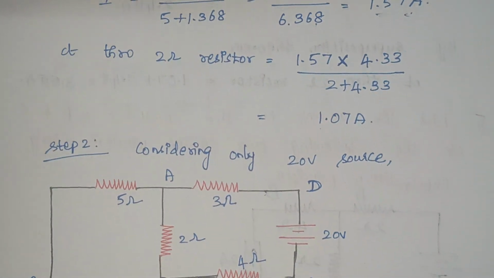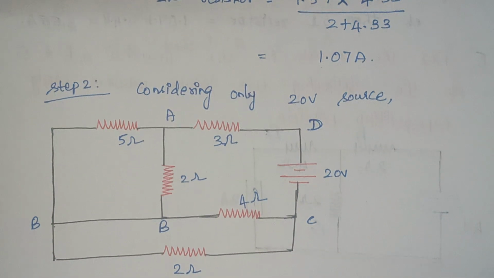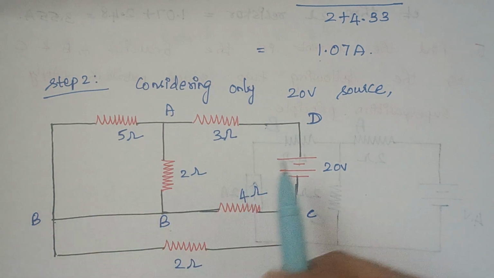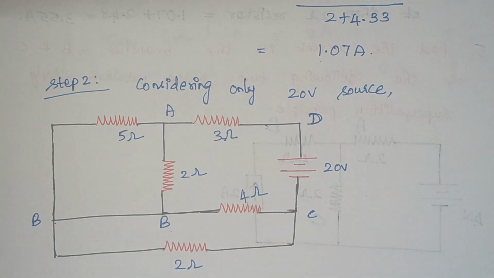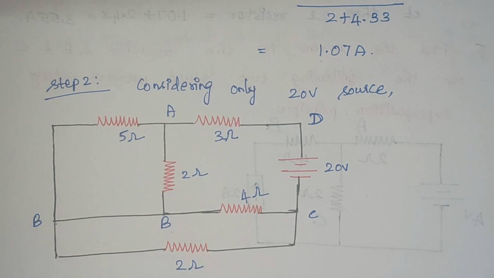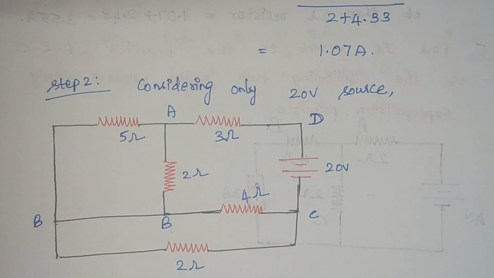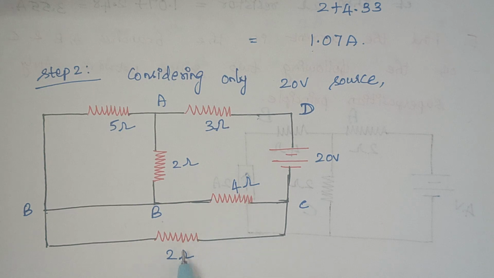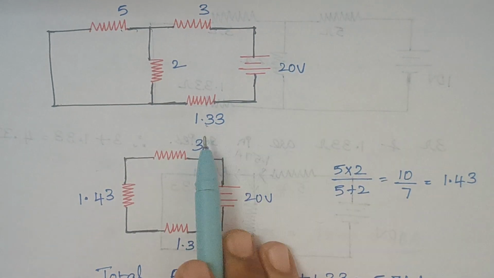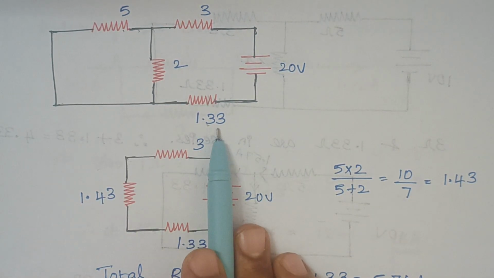When you redraw the circuit, this is our circuit diagram. We are considering only the 20 volt source here, so the 10 volt source is removed. The rest remains the same. Again we are going to simplify the circuit and calculate the current that flows through it. Here this 4 ohm and 2 ohm are again in parallel connection. When we simplify, the total resistance value is 1.33.